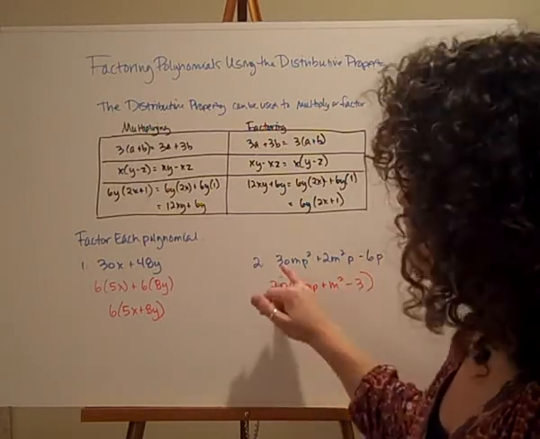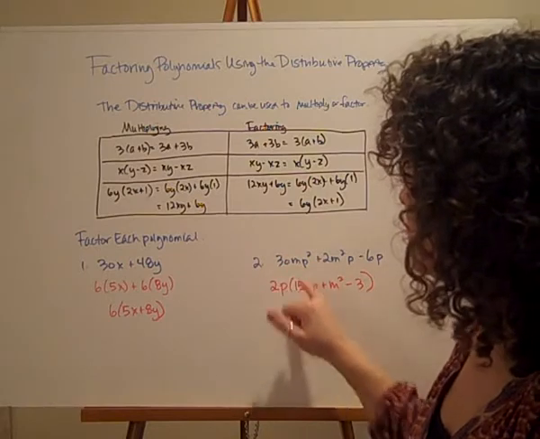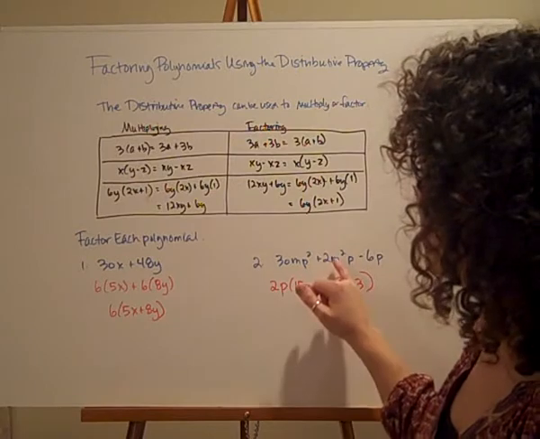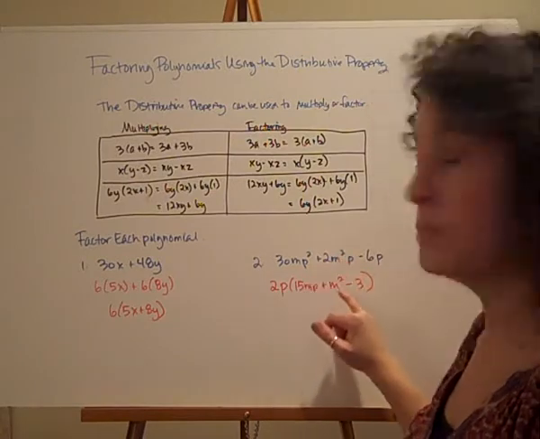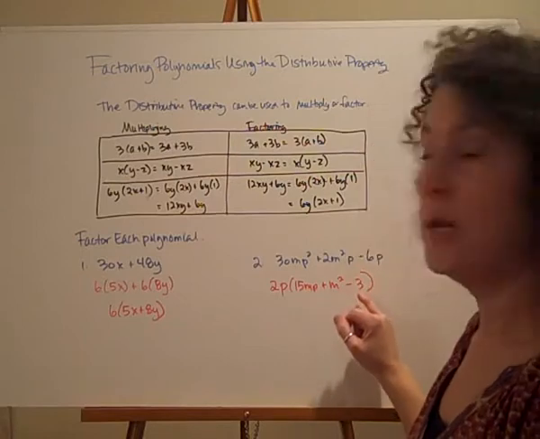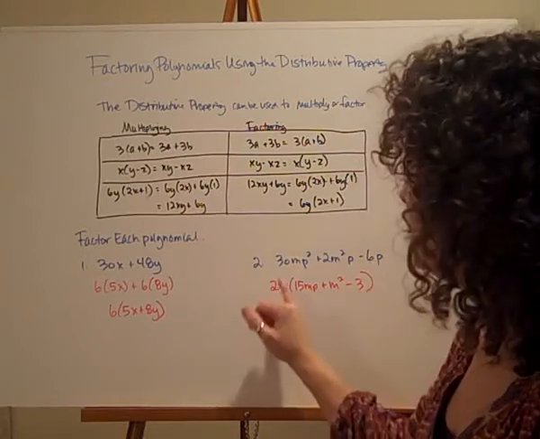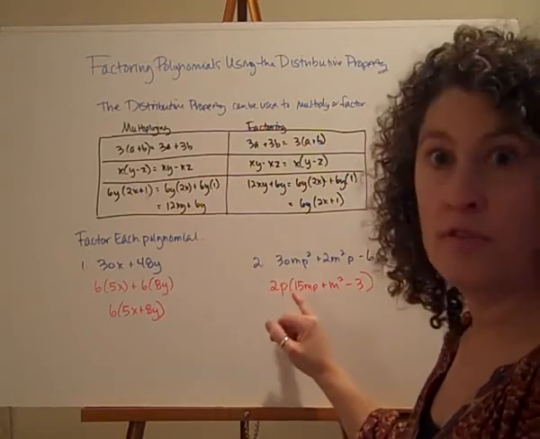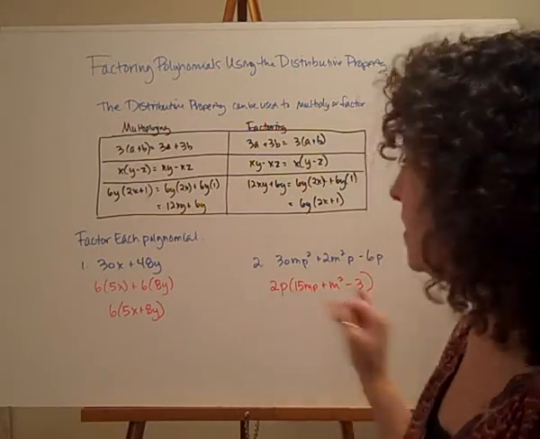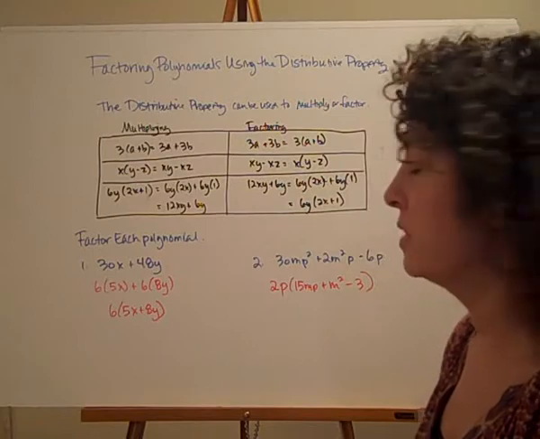And what does that leave? Well, if I factor out 2p from this one, it leaves me with 15mp. From my second term, it leaves me with just the m squared. And if I factor that out of my third term, that leaves me with a negative 3. So I'm left with 2p and then in parentheses, 15mp plus m squared minus 3. So again, finding a common factor amongst all three of them.